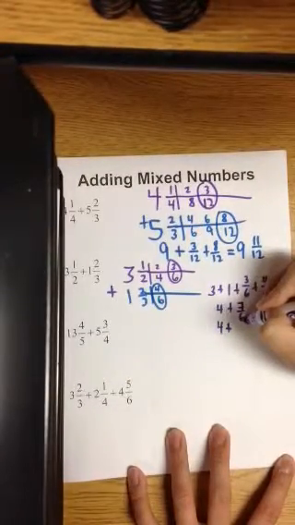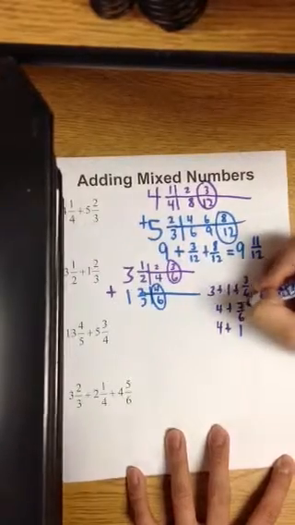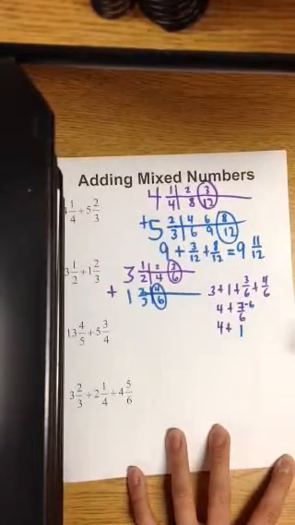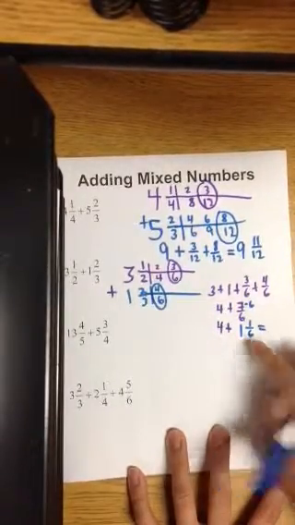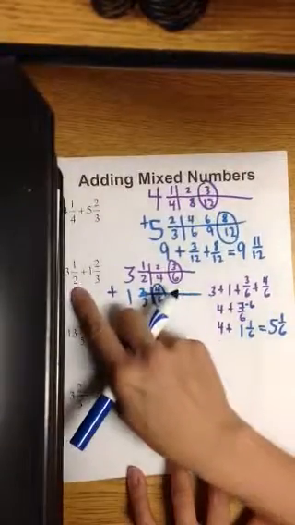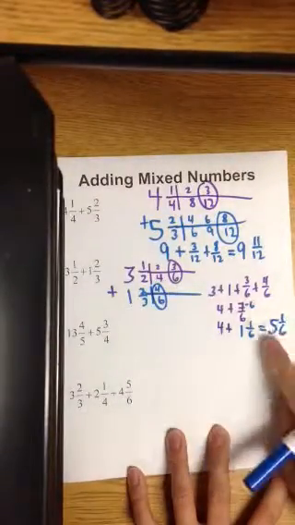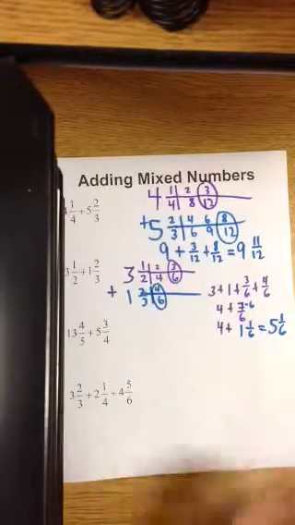How many 6's go into 7? One time. If you take away that 6, what do you have left over? 1/6. So 4 plus 1 1/6 is 5 1/6. So 3 1/2 plus 1 2/3 is 5 1/6. Next example. Let's use a different marker.